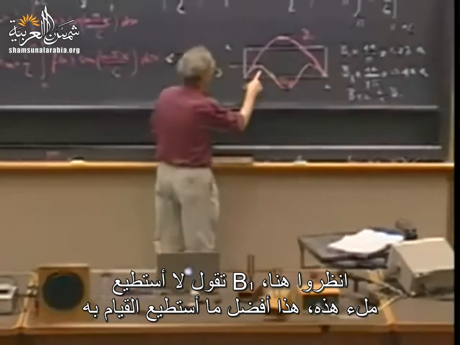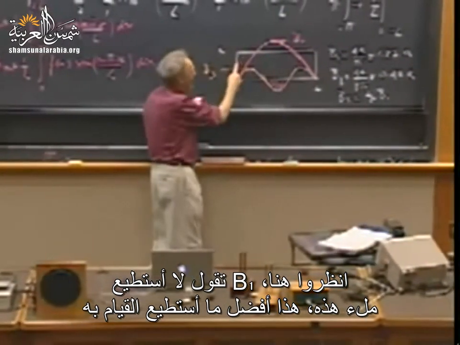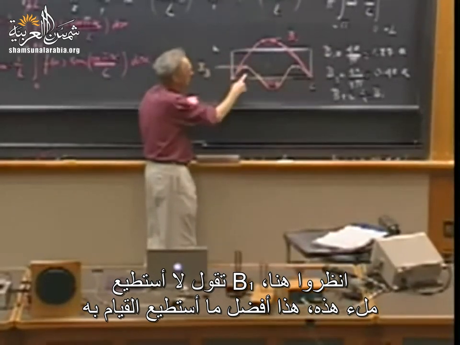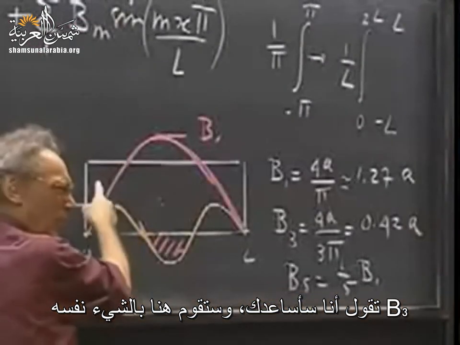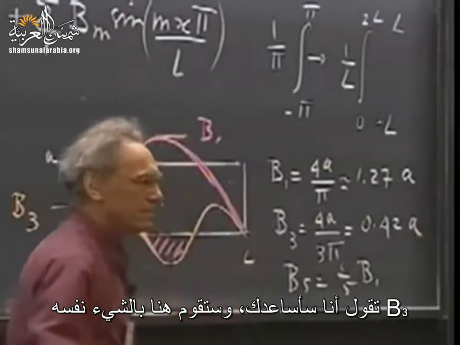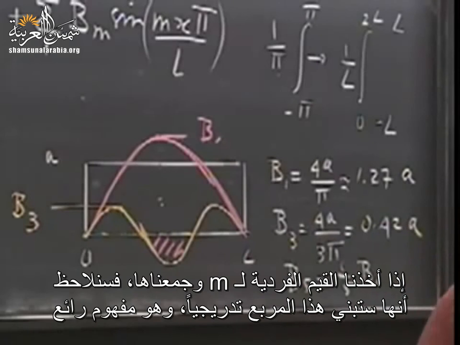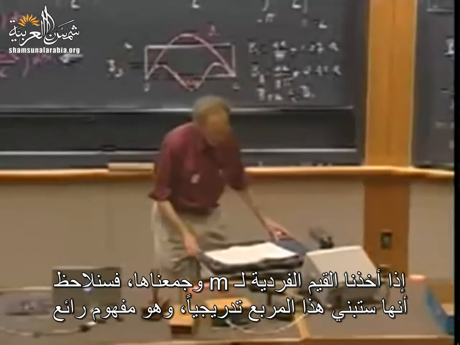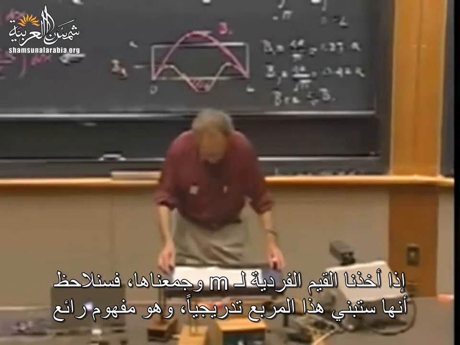And look here. B1 says, sorry, I cannot fill this up for you. This is the best I can do. B3 says, I'm going to help you. I'm going to help stuff there. And it's going to do the same there. And so you see that if you now keep adding odd values of m, you will gradually approach that square, which is an amazing concept.